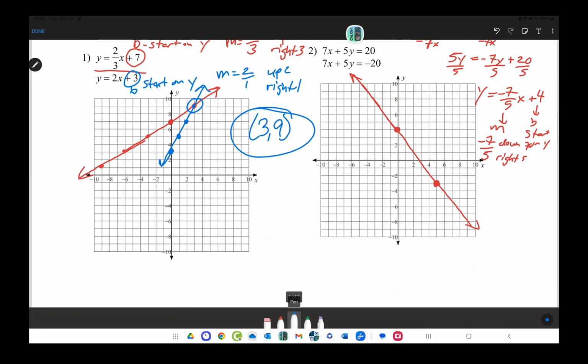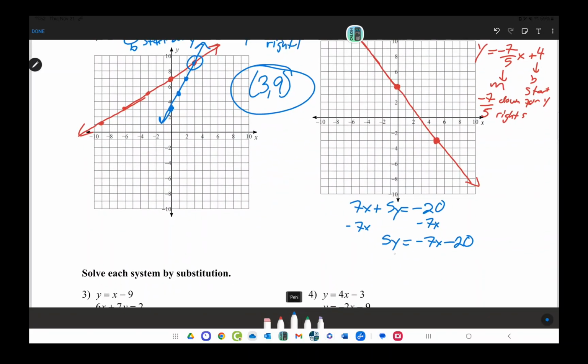All right, so I'm going to solve the other one. 7x plus 5y is equal to negative 20. So subtract 7x. 5y equals negative 7x minus 20. And we divide by 5. We get y is equal to negative 7 over 5x minus 4.